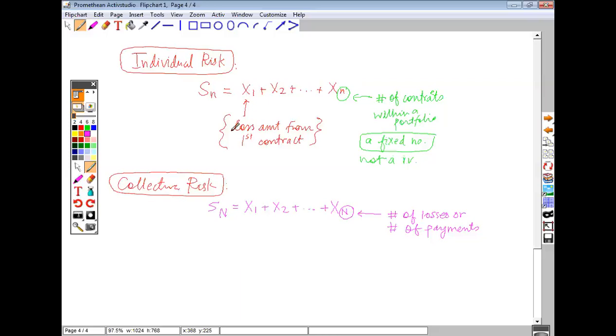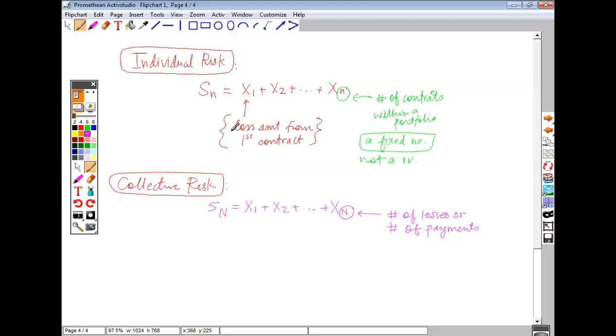So what are we referring to as the contracts within a portfolio? So, okay, here when I'm talking about a particular risk, it is a collection of similar policies. And those form a contract. So something like all of the policies that a company has under fire insurance, something like that.